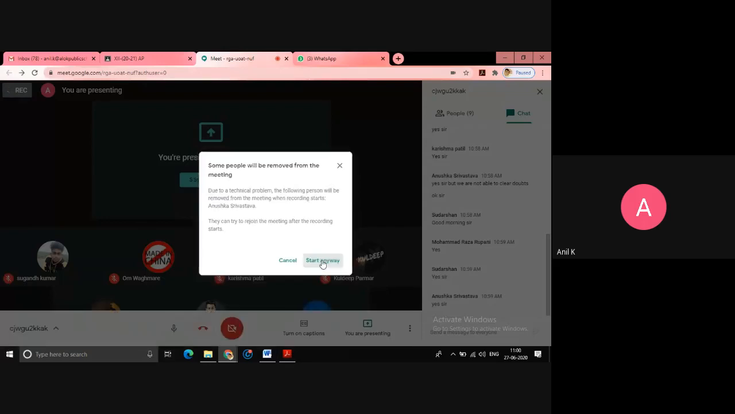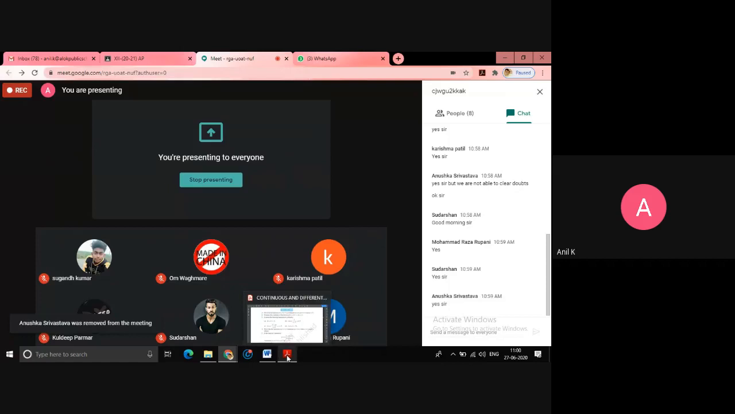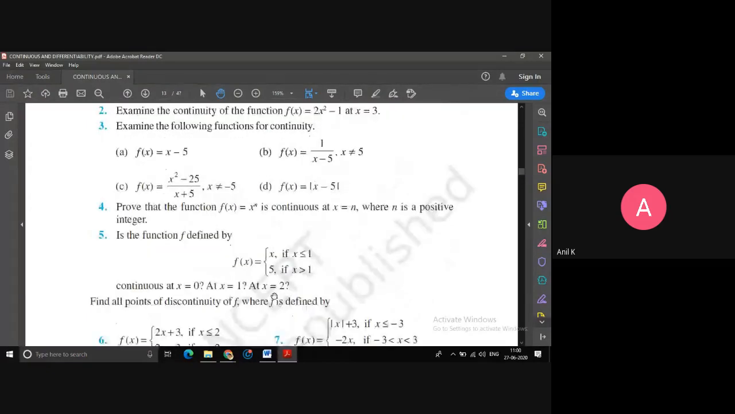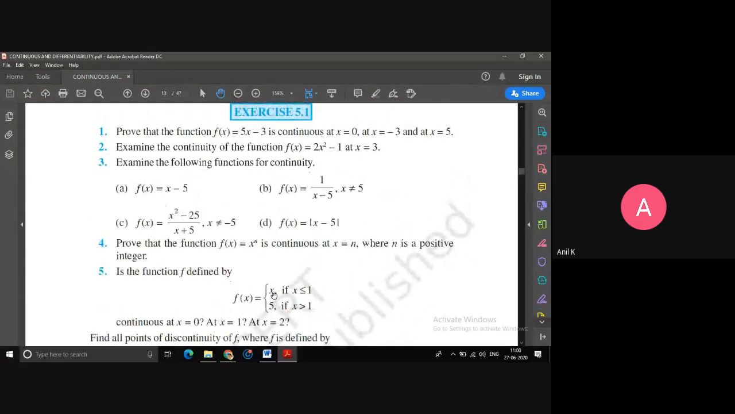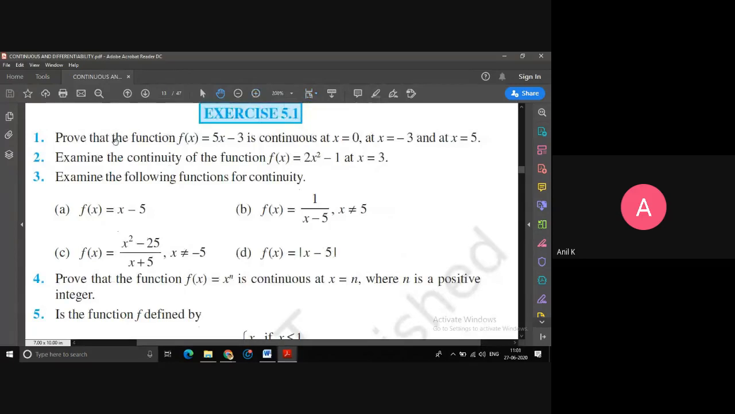Introduction part is understood, right? If so, then we'll start our exercise. 5.1 exercise. So here there are around 34 questions in this exercise, and all are very easy.